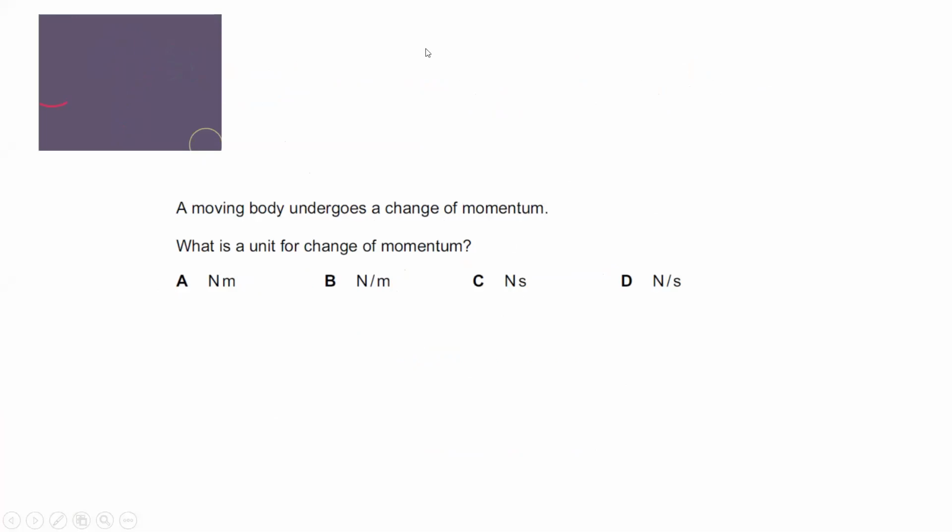So example, a moving object undergoes a change in momentum. What is the unit of change in momentum? Basically, they're asking for change in momentum, or change in momentum is also known as impulse.